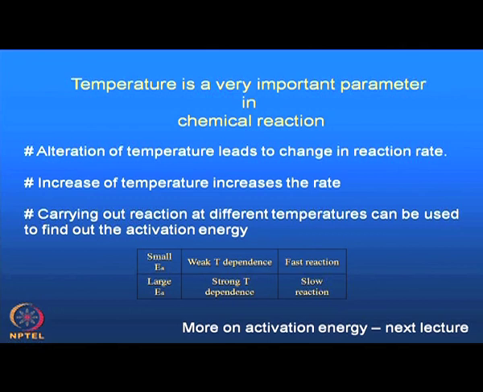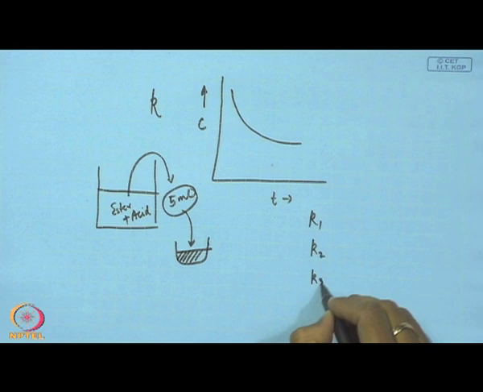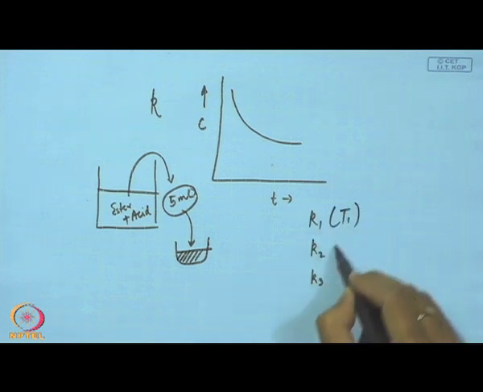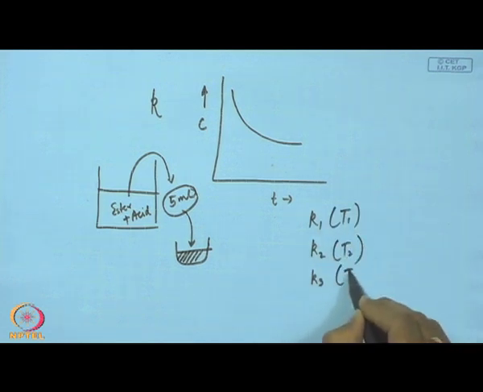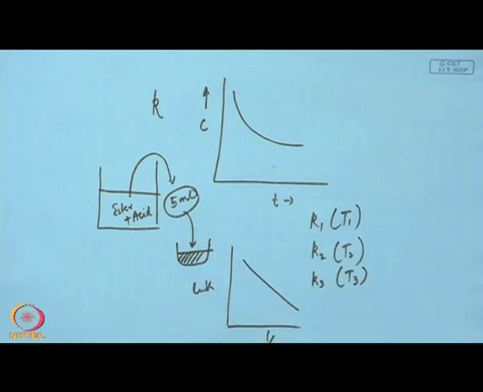Now, carrying out a reaction at different temperatures can be utilized to find out the activation energy. That is, as I mentioned, you have K1, K2, K3 at T1, T2, T3, that is 3 different temperatures. So, you have got these K values, and you can now plot ln K versus 1 upon T to find out the slope, and from this slope you can find out the activation energy.